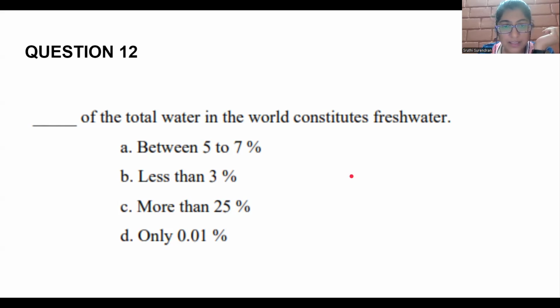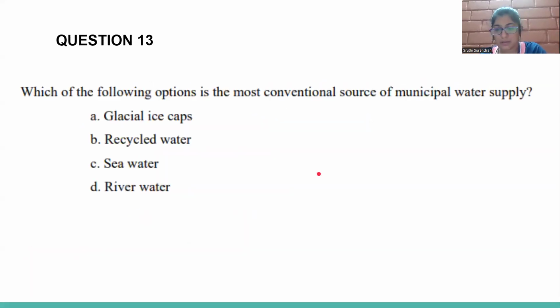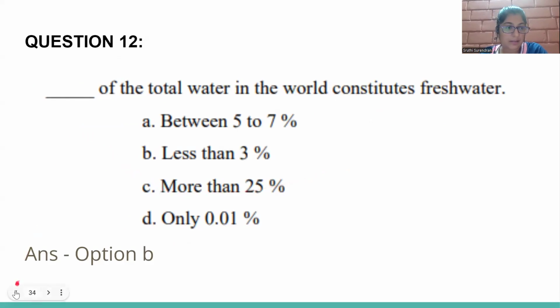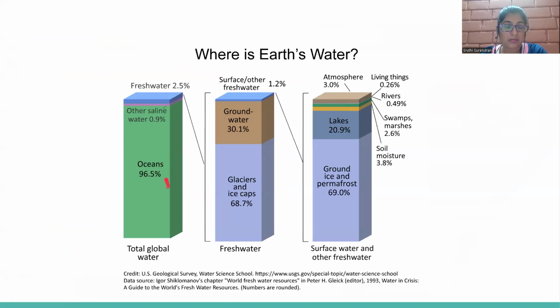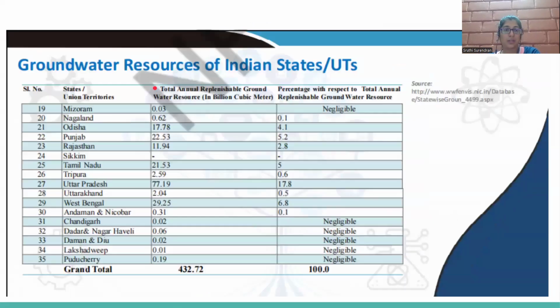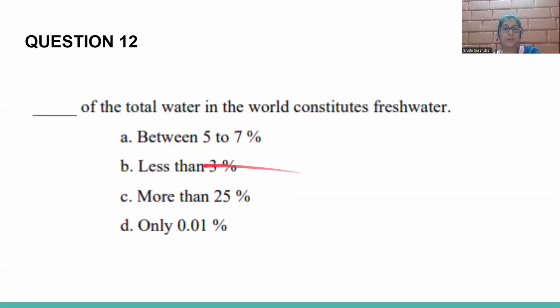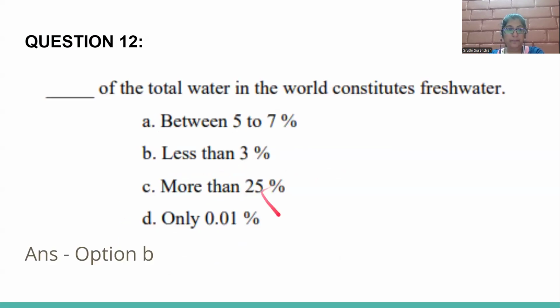Let's go into this. We had discussed this earlier. Total global water: 96.5 percent oceans, 0.95 percent other saline, and 2.5 percent fresh water. So here the option given is less than 3 percent. So the correct answer is option B. Moving on to the next question.